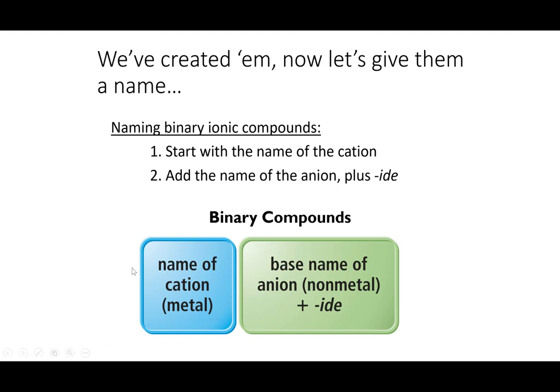First, we're going to write the name of the cation or the name of the metal. We don't do anything to that. We just simply write down the name. So sodium, potassium, magnesium, whatever it is, just write it down. The anion or the nonmetal, we're going to write the name of the anion plus IDE.